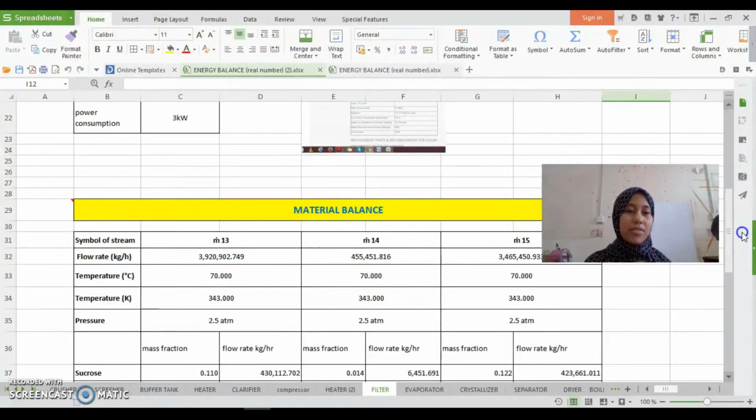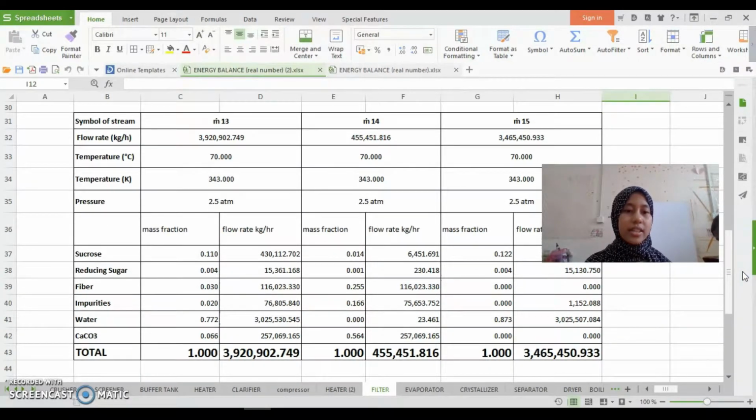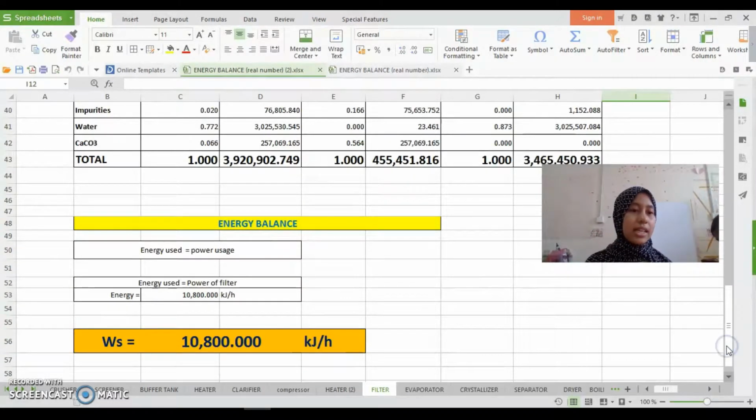Okay, next we must filter the sugarcane juice to remove the filter cake. The mass flow that entering the filter is 3,920,000, and the outlet stream, the mass flow rate of the juice is 3,465,000. The energy balance that has been calculated is by calculating the power usage only, that is 10,800.